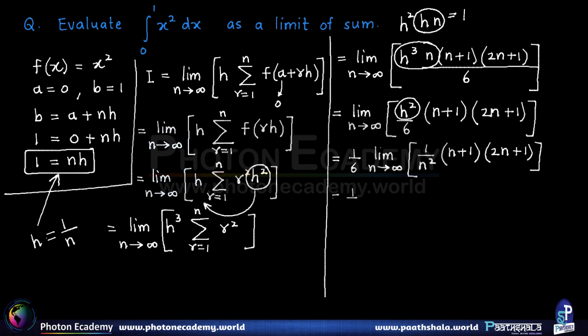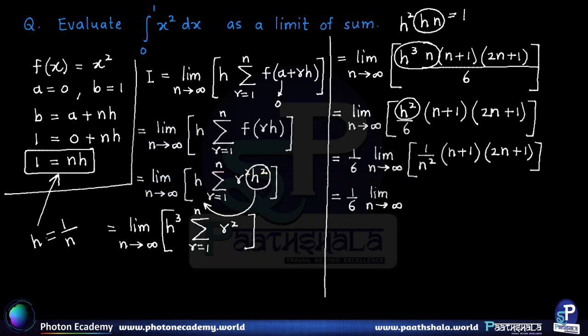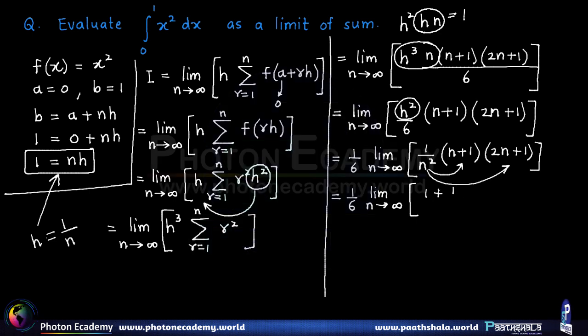So that is equal to 1 by 6 limit n tends to infinity. Alright, now here what we do is, one of the n we give under this bracket and the remaining n we give to the second bracket. So n plus 1 upon n gives us 1 plus 1 upon n in the first bracket, whereas in the second bracket, after simplifying, we will get 2 plus 1 upon n.